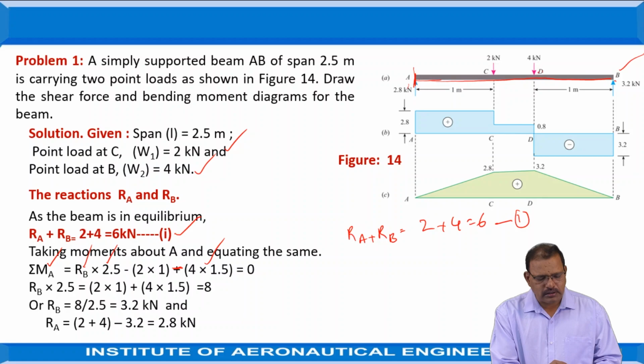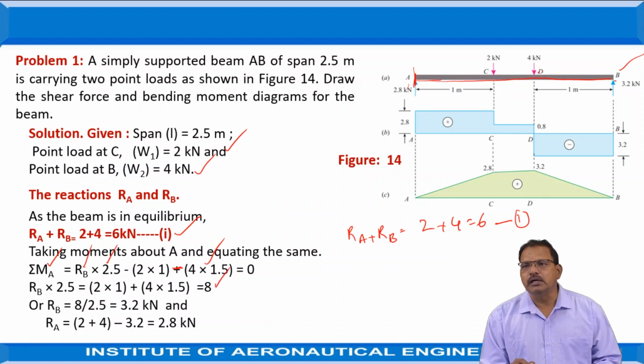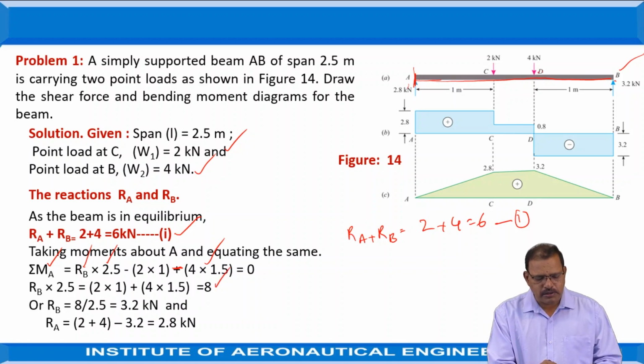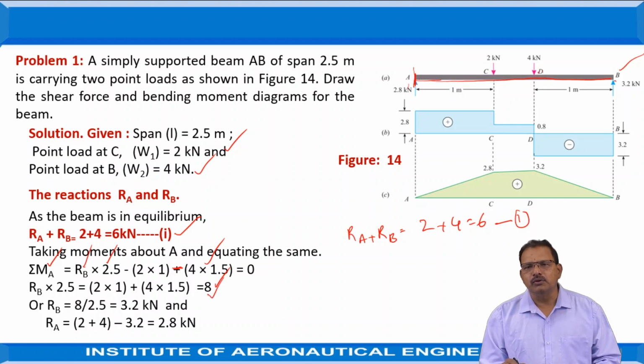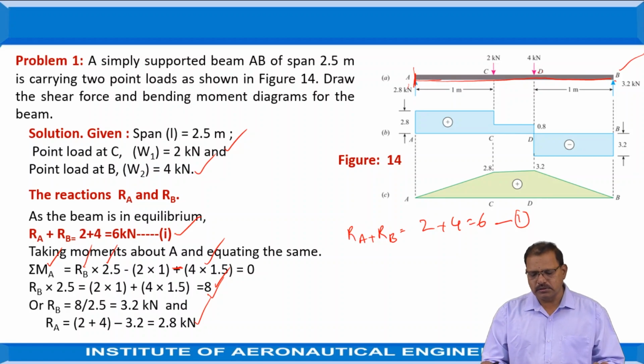From this relation we got RB into 2.5 is equal to 2 into 1 plus 4 into 1.5. This value is equal to 8. RB is equal to 8 by 2.5, which is equal to 3.2 kilonewtons. Similarly, RA is equal to 2.8. Now draw the shear force and the bending moment diagrams.